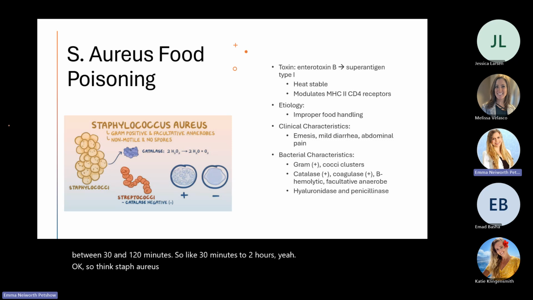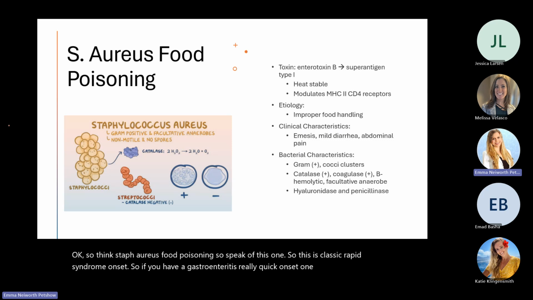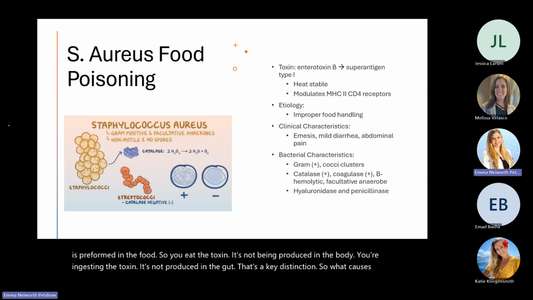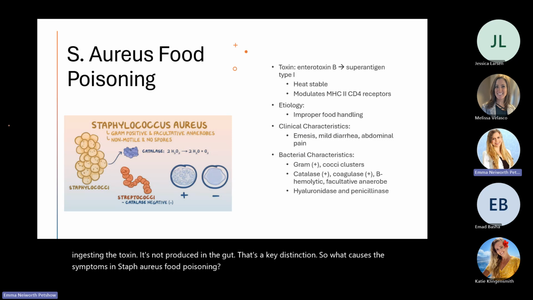So speaking of this one, this is classic rapid symptom onset. If you have a gastroenteritis with really quick onset, 1 to 6 hours, the toxin is preformed in the food. So you eat the toxin. It's not being produced in the body. You're ingesting the toxin. It's not produced in the gut. That's a key distinction. So what causes the symptoms in Staph aureus food poisoning? It's the preformed toxin that you're consuming, not the bacteria itself.